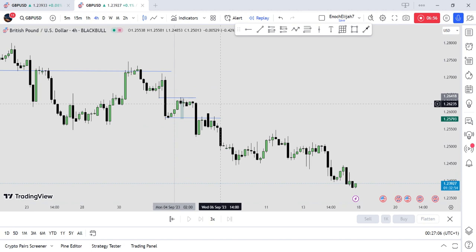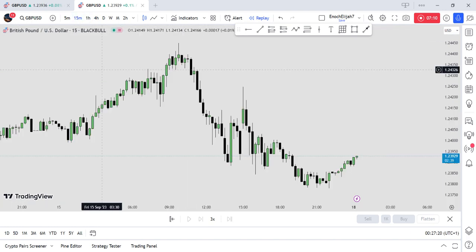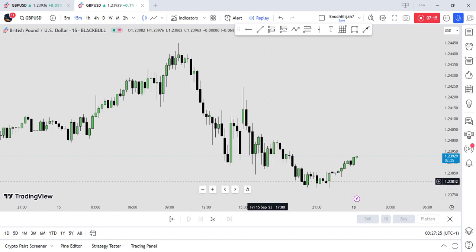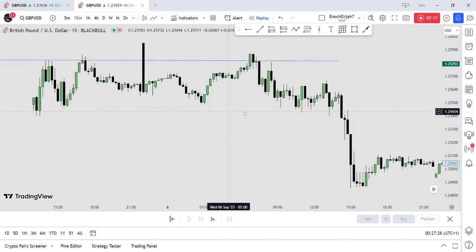On the lower time frame, what would be my target? What would I be looking to sell from? On the 6th, the market opened and price tapped into it as well. So go to the 15-minute time frame, looking for the market to give any sort of confirmation at that zone.